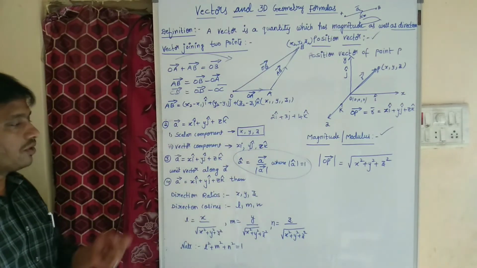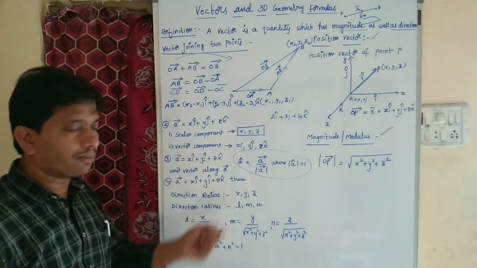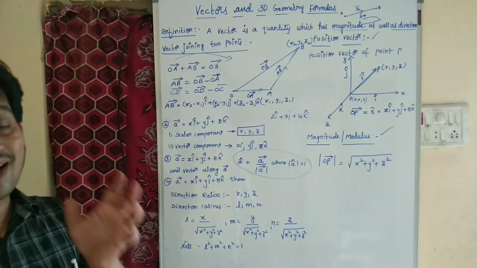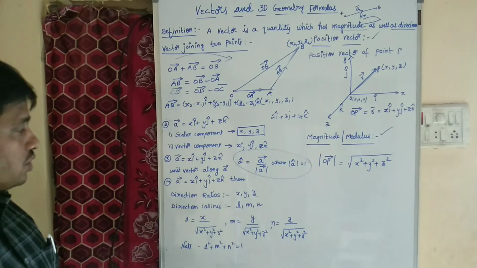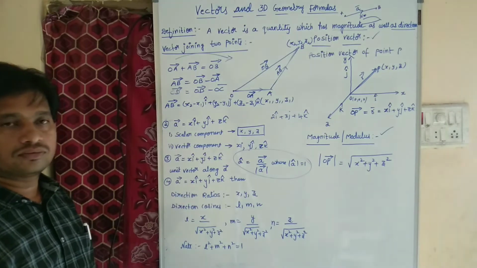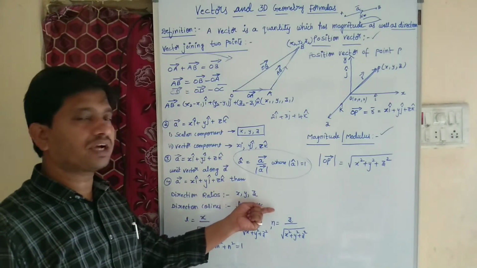Okay, now coming to the fourth point, a bar equal to xi bar plus yj bar plus zk bar. Then they'll ask you to write these as direction ratios, and the second one is direction cosines. So direction ratios are nothing but x comma y comma z. Coming to direction cosines, let us represent them by l comma m comma n.